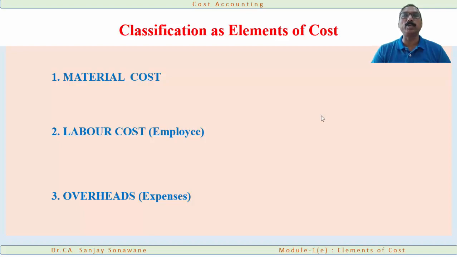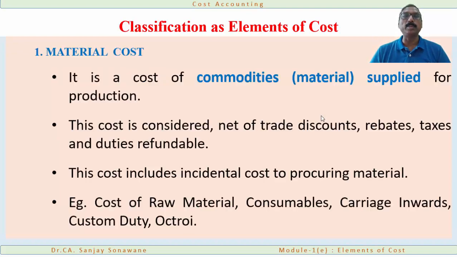So whatever expenses you incur, either it will be a material or it will be a labor, and if not material and labor, then we classify that as overheads. So first one, material cost. It is the cost of commodities, material supplied for production. So what expenses are treated as material cost? Any raw materials which you are using in production, any expenses which you incur on the commodities or materials which are used in production.